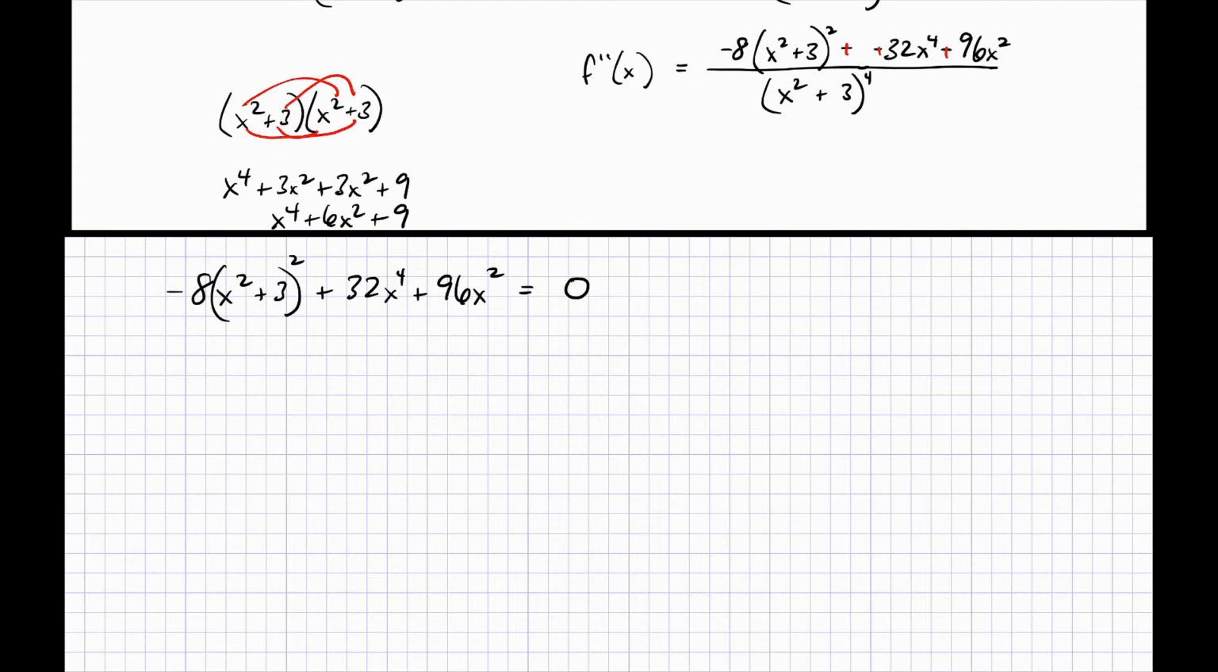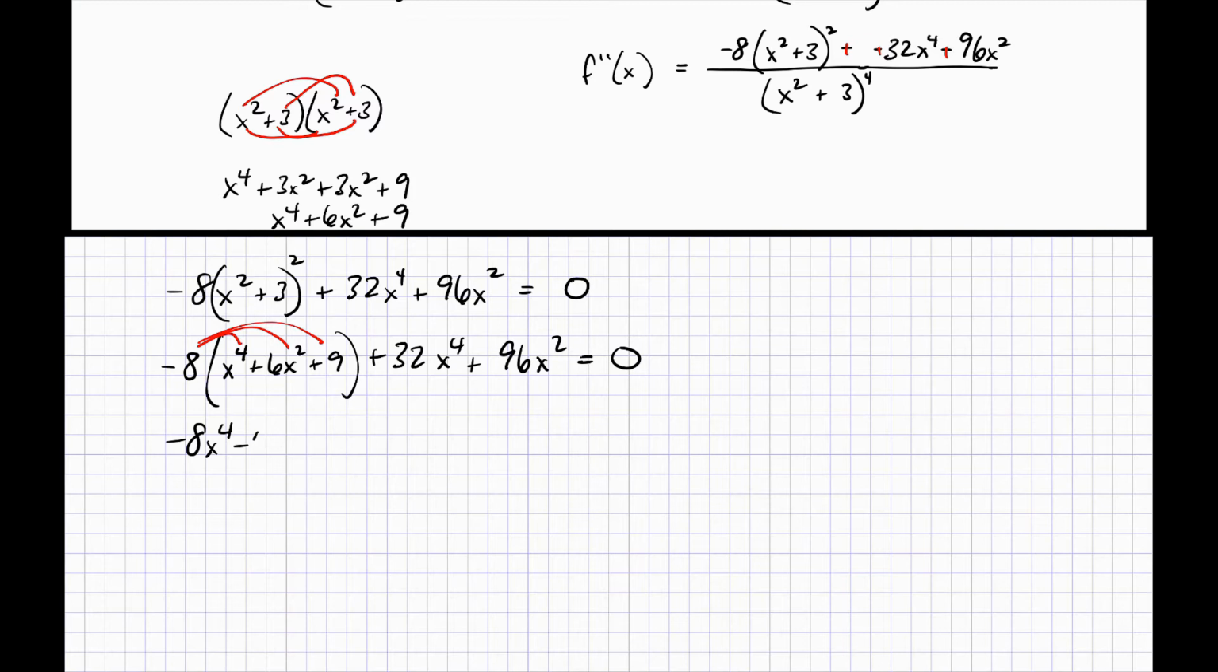Now I can do the distributive property. So let me rewrite this. I have negative 8 times x to the 4th plus 6x squared plus 9, plus 32x to the 4th plus 96x squared. Now I can do the distributive property, and then combine like terms.